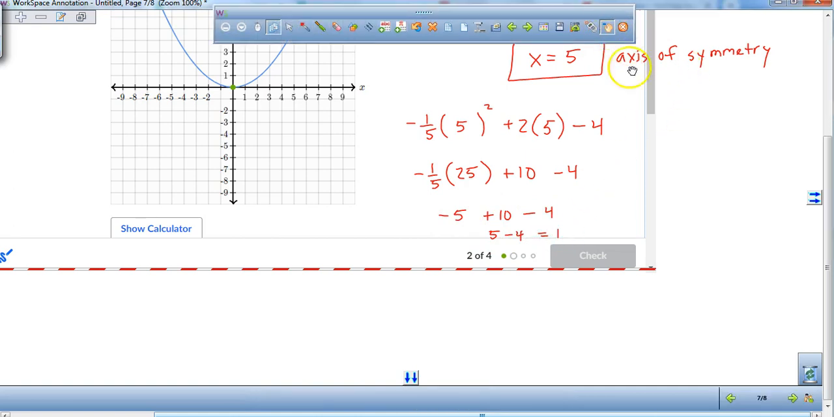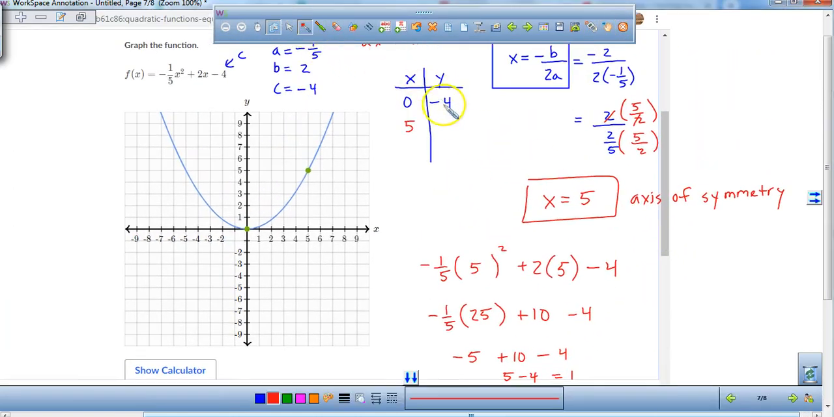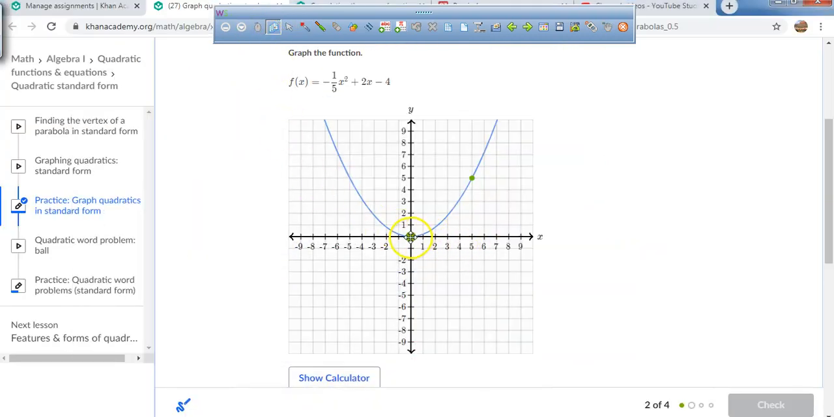So when we plug in a 5, our vertex is at a 1, and I'm going to use these 2 points to make my graph, and that's how you do it by hand. Okay? So 0, negative 4, and 5, 1. So 5, 1, right.